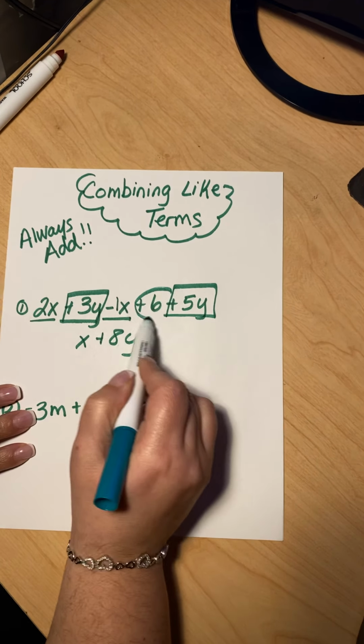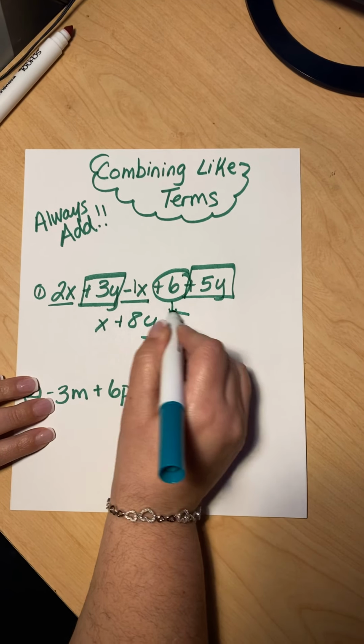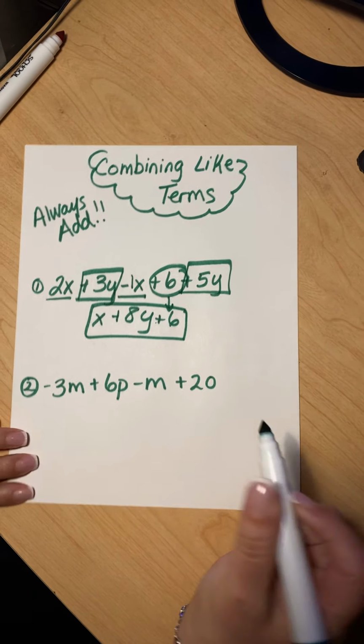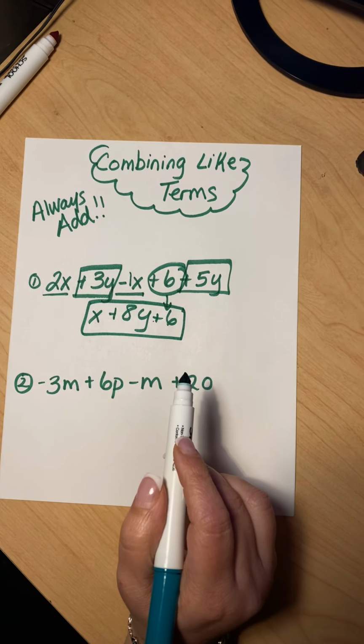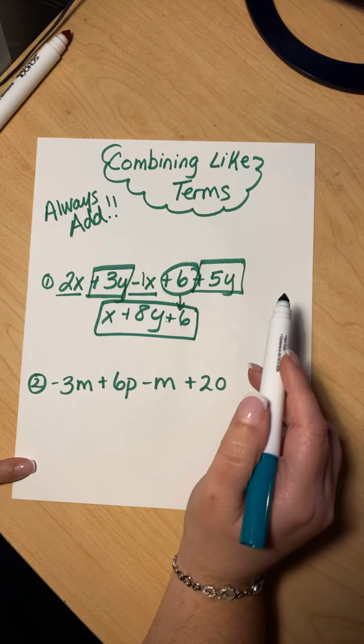Now I'm going to have my one little 6 stay by itself. I'm just going to bring it down because there's nothing to combine that with. And this is my final answer. This is my final answer because this is an expression, not an equation. An equation would have an equal sign.